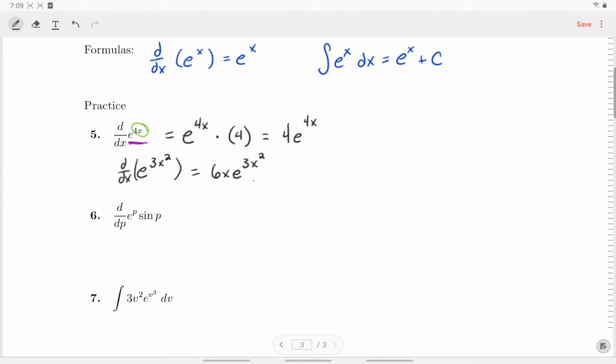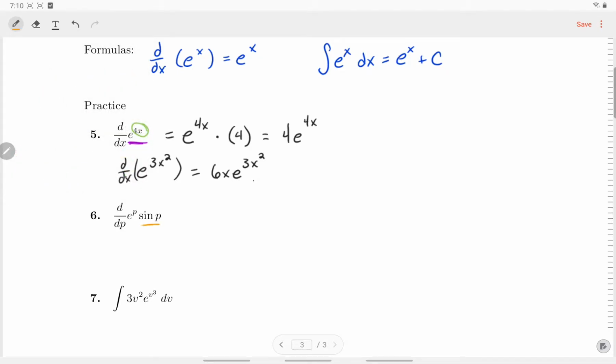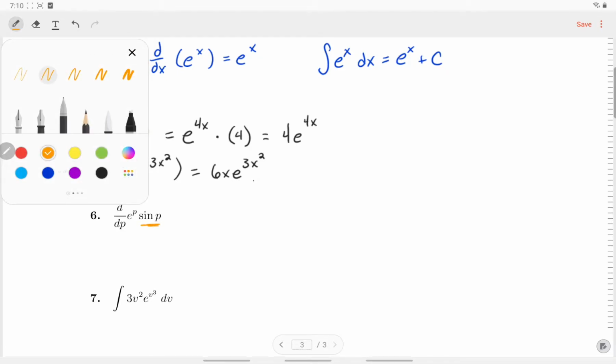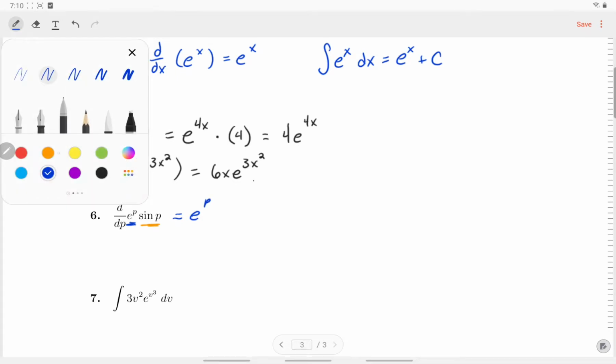Okay, next one. We have e to the p sine p. So here I do not have a function inside a function. I have a function times a function. So that means I need product rule. All right, so product rule says derivative of one, keep the other the same, and then you flip and add. So derivative of e to the p is e to the p. Keep sine the same.